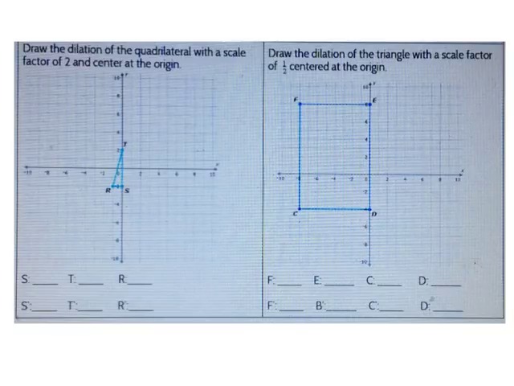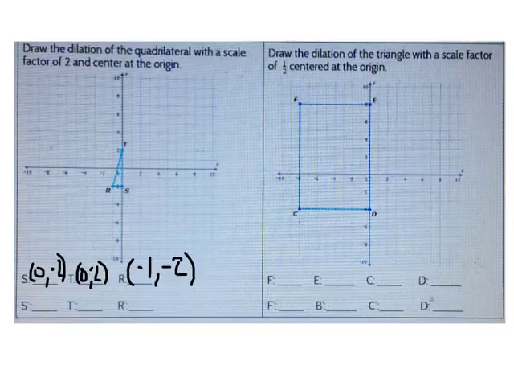I can also dilate figures about the origin. When I do that, I can multiply each coordinate by the scale factor. First, what is the location of point S, point R, and point T? S is located at 0, -2, T is located at 0, 2, and R is located at -1, -2.